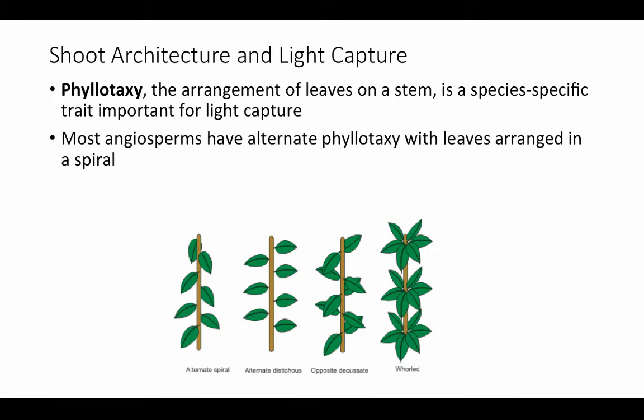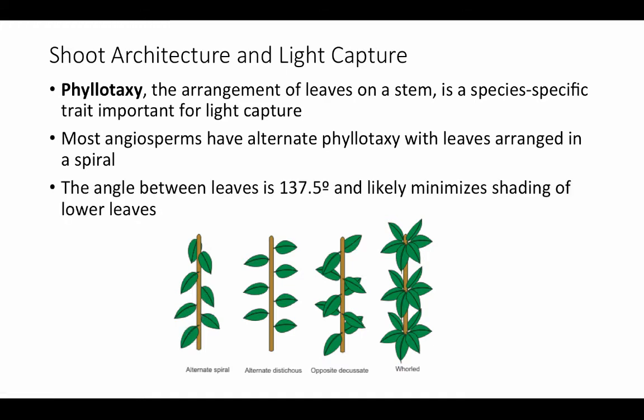Most angiosperms have this form here, the alternate spiral, where the leaves spiral up. This minimizes the problems of higher leaves shading out lower leaves. And the arrangement of these leaves is usually at an angle around 137.5 degrees between one leaf and the next, if you go around that circle, and likely this minimizes the shading of the lower leaves.